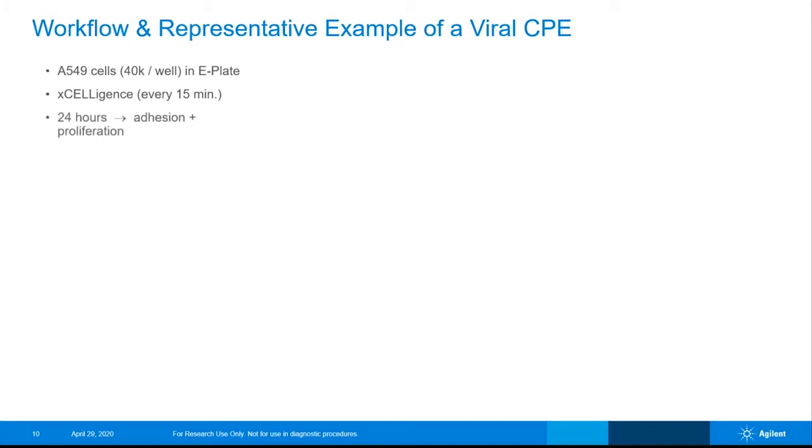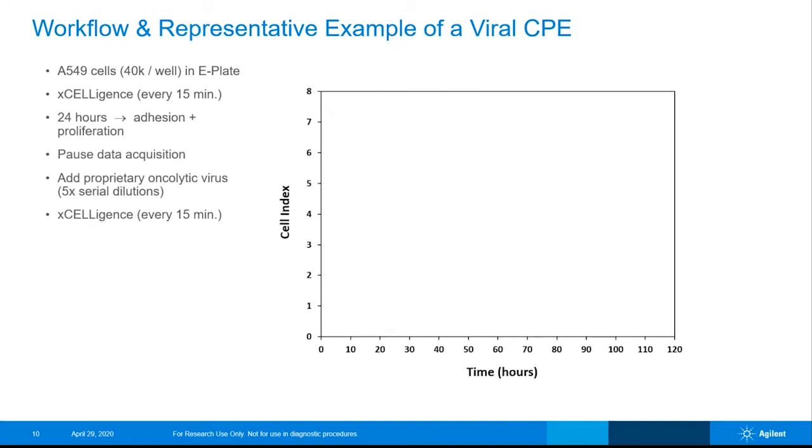Over the first 24 hours, what we're looking at are really adhesion and proliferation of these target cells. We can then pause the experiment, remove the plate, and add, in this case, an oncolytic virus prepared at 5x serial dilutions, put the plate back in the instrument, and continue monitoring once every 15 minutes. What I'm showing here on the y-axis is, again, the impedance parameter cell index as a function of time. And this first sample is the uninfected sample.